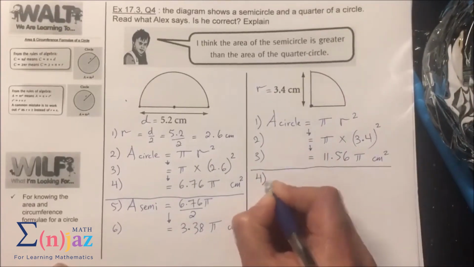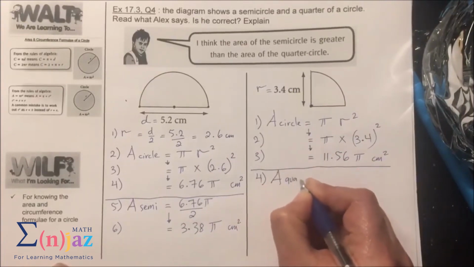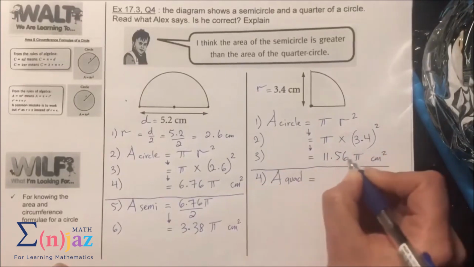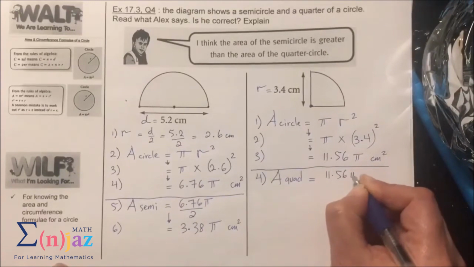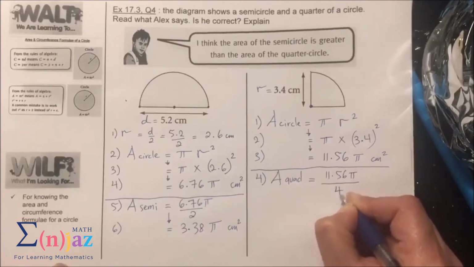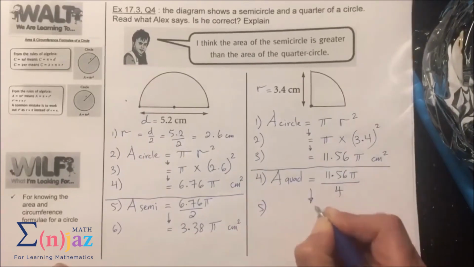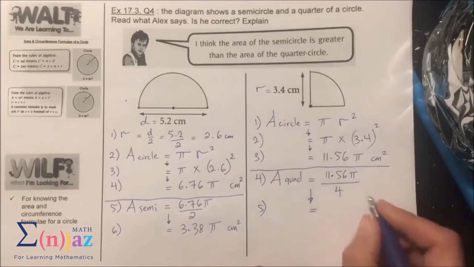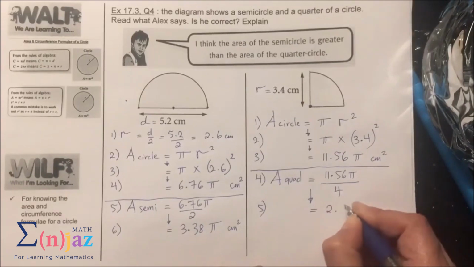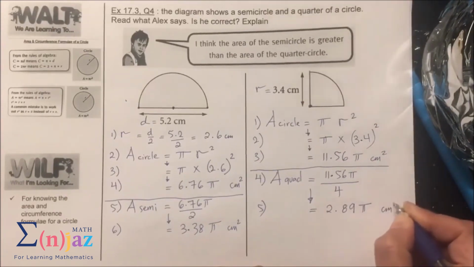Step number 4, I'm going to calculate the area of the quadrant by dividing the area of full circle by 4. I'm going to calculate and leave my final answer of the area of quadrant in terms of pi as well, which is going to be 2.89 pi centimeter squared.